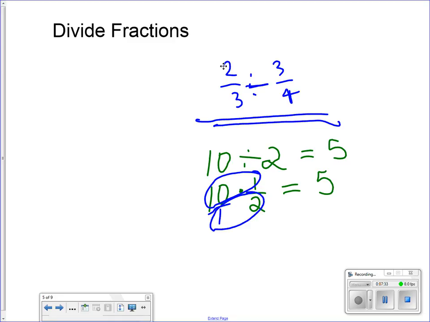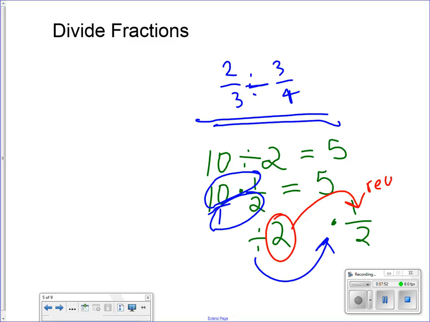So what I want you to notice here is that dividing by 2 is the same thing as multiplying by 1/2. So if you convert division into multiplication, you can do that so long as instead of using the value, you use its reciprocal.